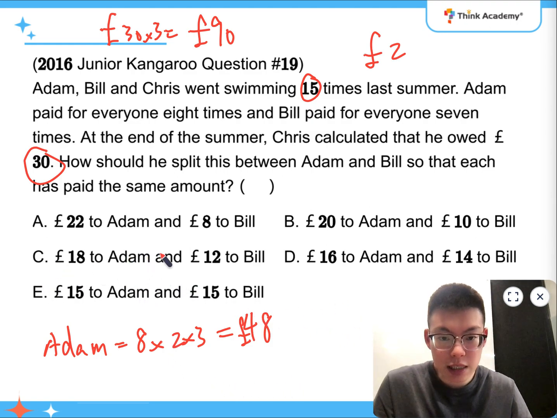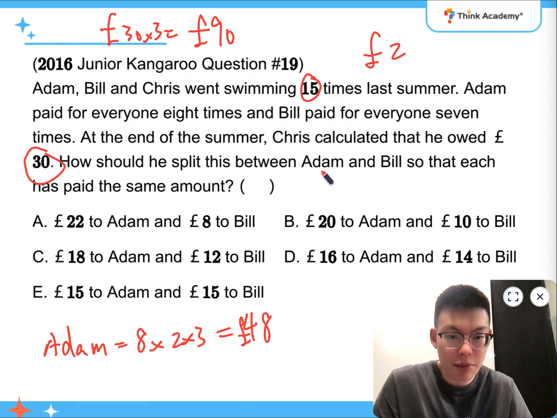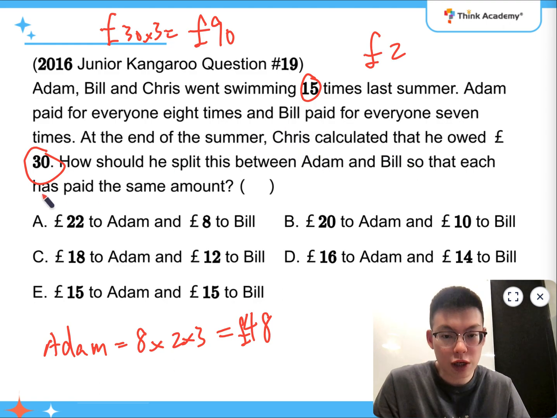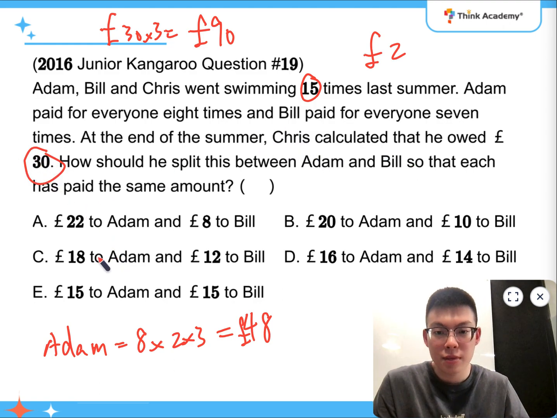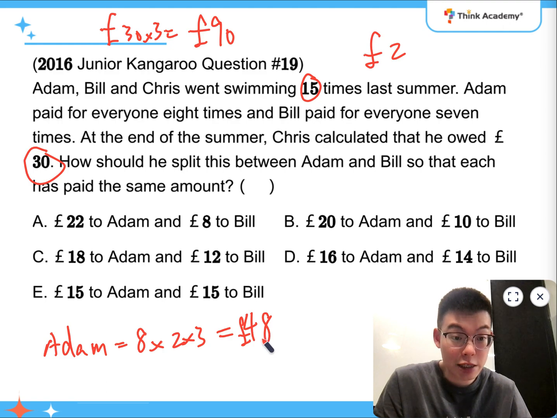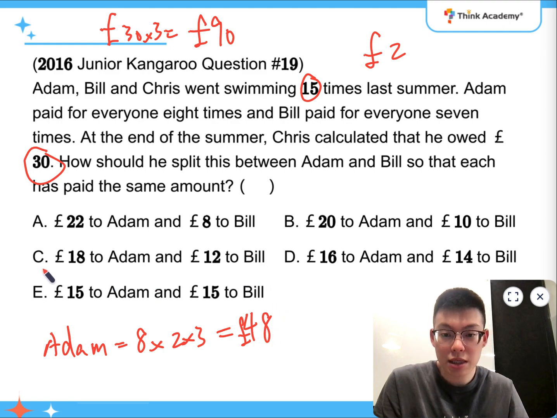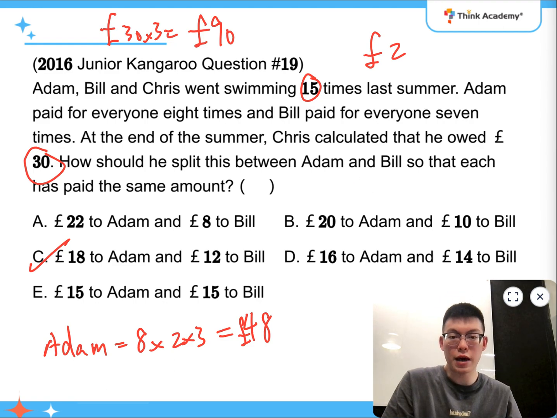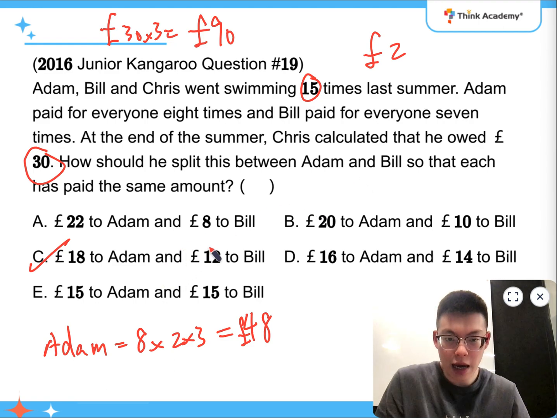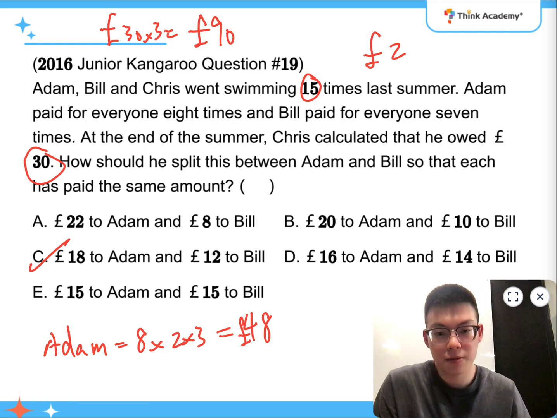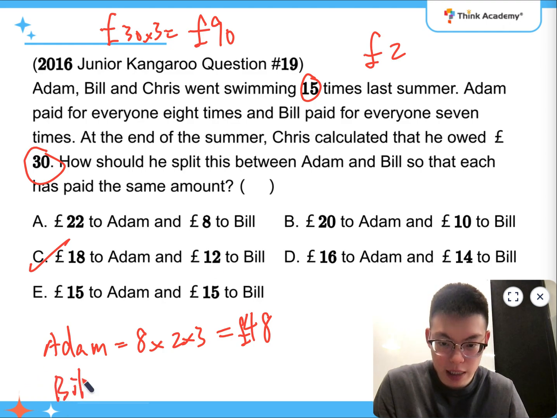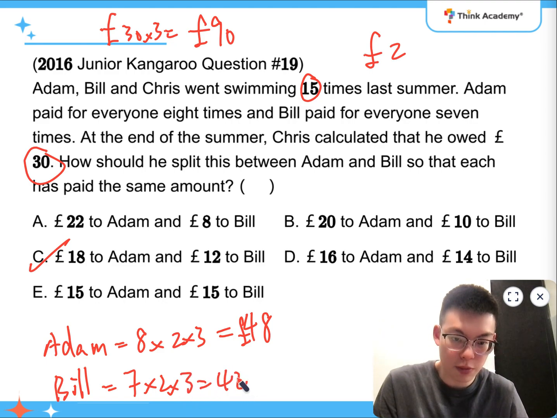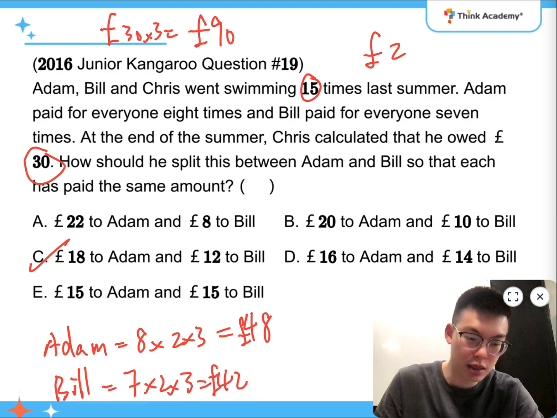So if everyone has to pay the same amount, then Chris would have paid 30 already. Adam would have paid an extra £18, which means that Chris needs to give Adam £18 and £12 to Bill, because Bill has paid 7 times 2 times 3, which is £42. All right, so that's the answer.